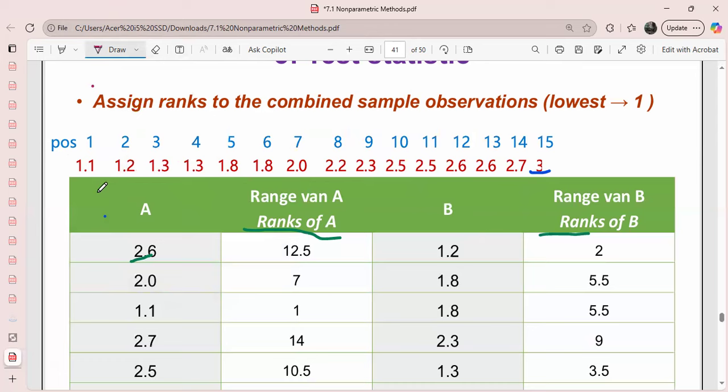Step 1. Group your data set into ascending order. Combine everything into one data set. Group it in ascending order. That's not step number 1. Right? This is step number 1 here.